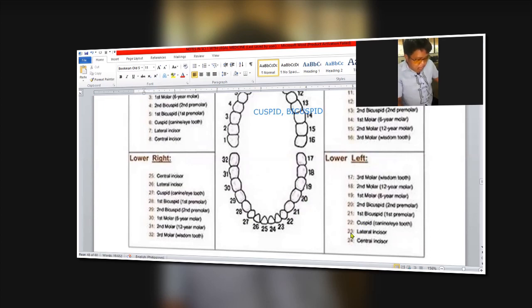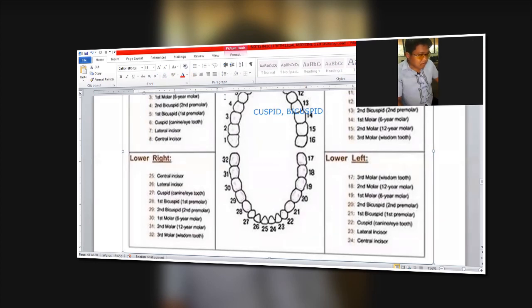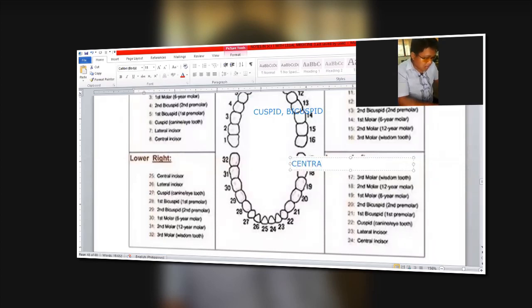Number 20, that is lower left, second bicuspid. 21, that is lower left first bicuspid. 22, that is cuspid or canine. Number 23, that is lower left lateral incisor. 24, that is central incisor. Yan yung spelling. Let me just write here. Central incisor and lateral. Yan yung dalawang incisors, central and lateral incisors. Okay?